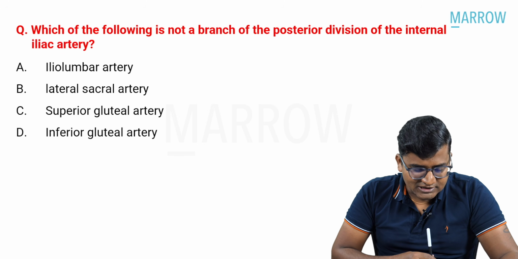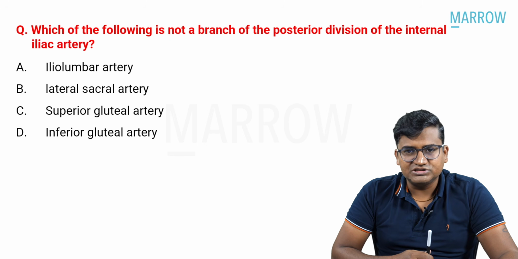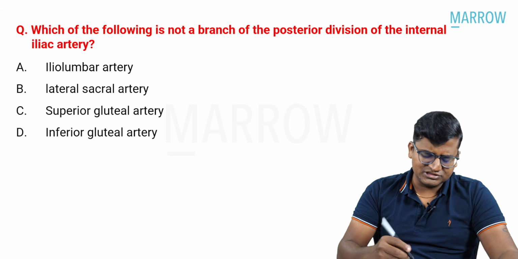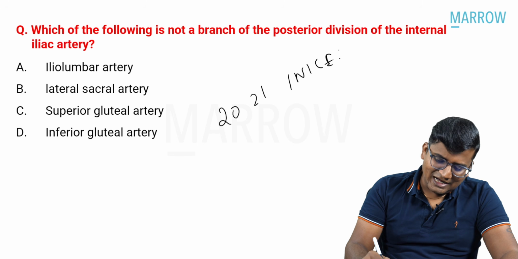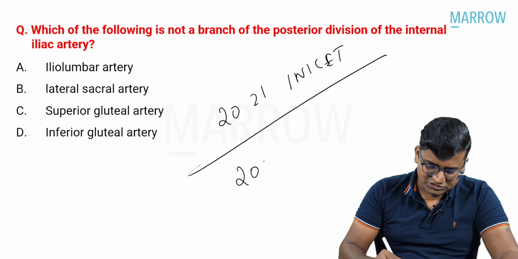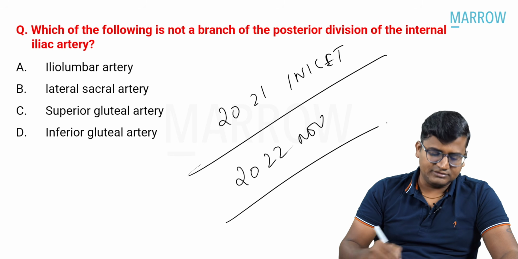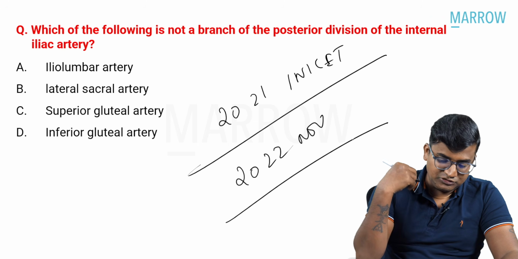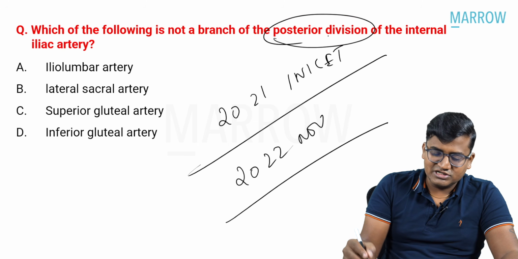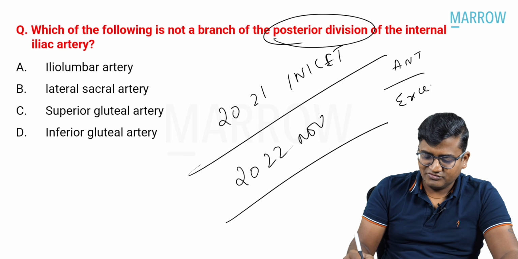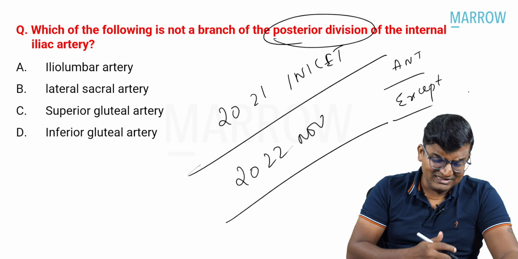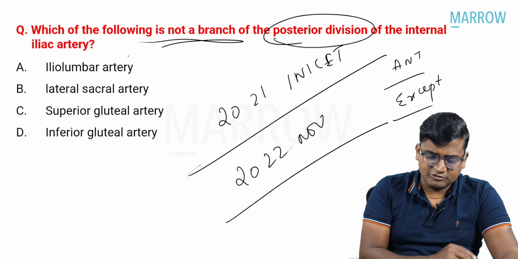Which of the following arteries is not a branch of the posterior division of the internal iliac artery? Direct question. 2021 INI-CET also we got this question. Again, this is a repeat question. 2022 November, again we got. In the 2021 INI-CET, the question is about all the following are branches from the anterior division except. Likewise, they framed the question. Here, they are asking which of the following is not a branch of the posterior division.